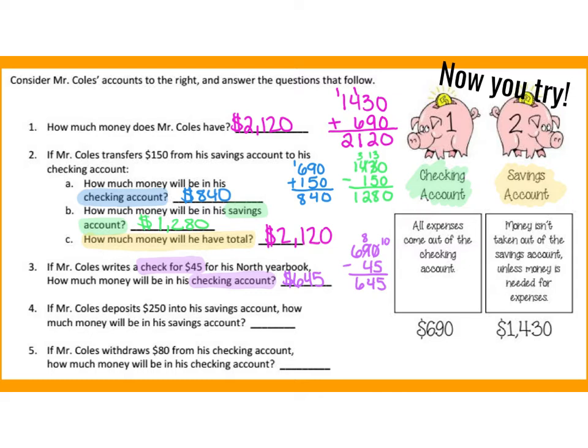Question number 4 says, if Mr. Coles deposits $250 into his savings account, how much money will be in his savings account? Well, we know that to deposit means to add money into an account, so we're going to be adding. We'll take his original amount, which was $1,430. We'll add $250, and we'll figure out his new total. 3 plus 5 is 8, 4 plus 2 is 6, 1 plus nothing is 1. So Mr. Coles would now have $1,680 in his savings account.